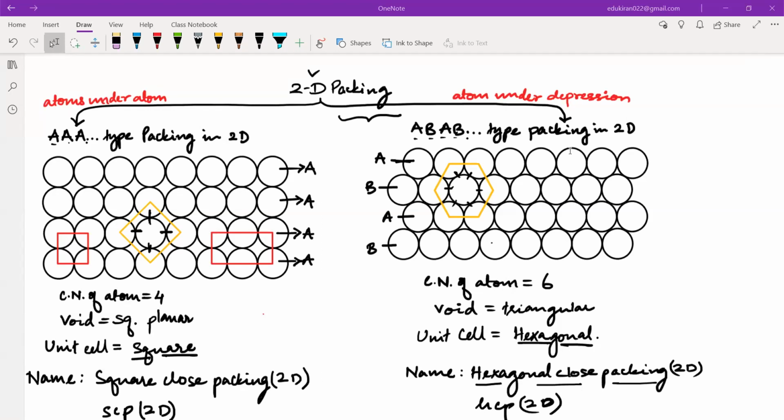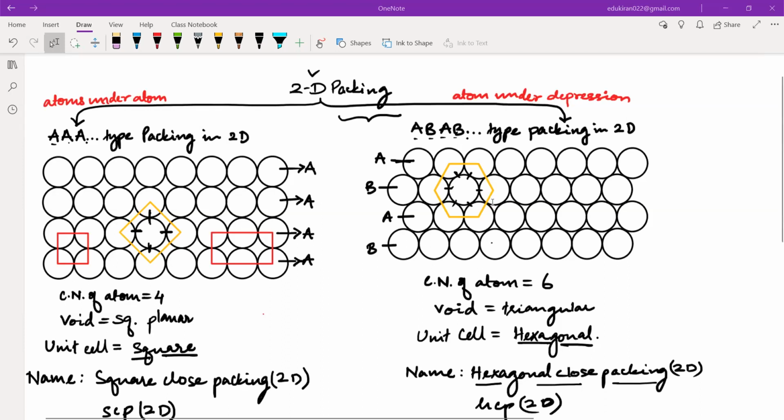Okay. Sarah, what is the contribution of an edge center atom? The atoms which are present on the edge? 1/4. Okay, very good.